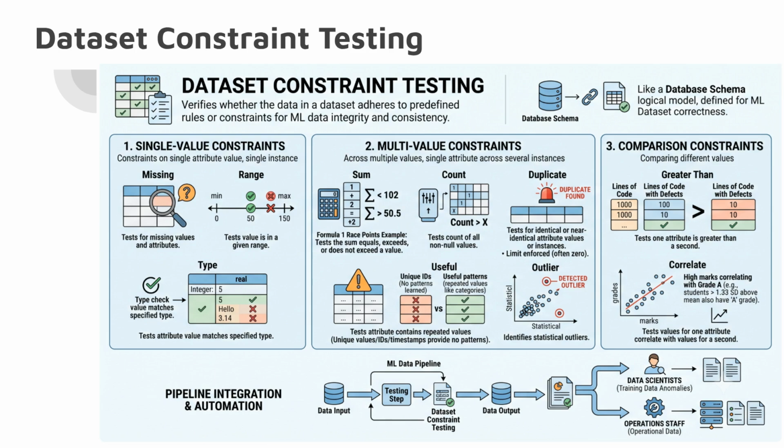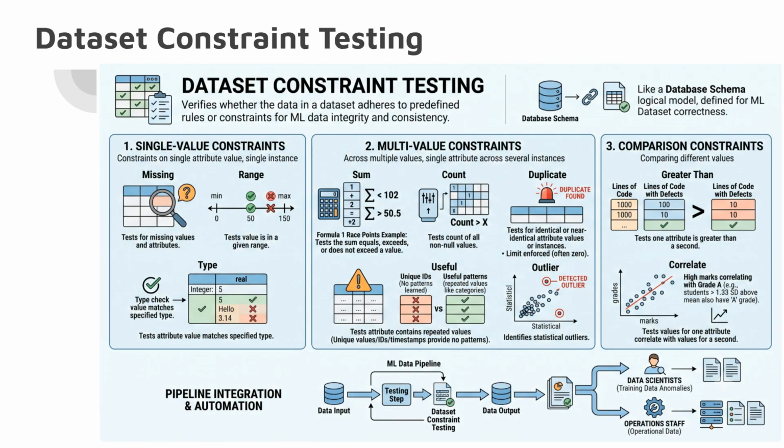Duplicate, tests for identical or near-identical attribute values or instances in a dataset and enforces a limit on how many are allowed, often 0. Useful, tests that an attribute contains some repeated values, as if every entry is unique, like an ID or timestamp, typically provides no useful patterns to be learned for an ML model. Outlier, identifies any values that could be considered as statistical outliers.